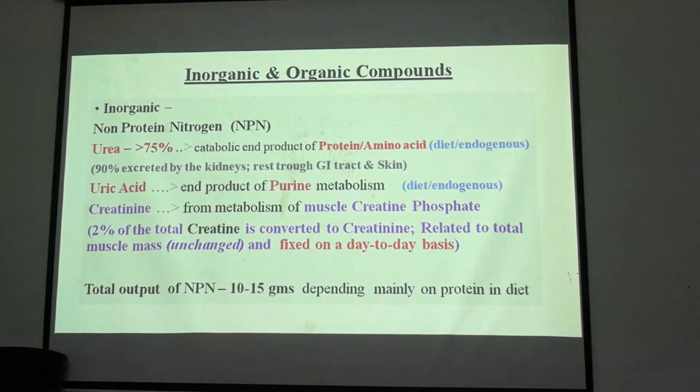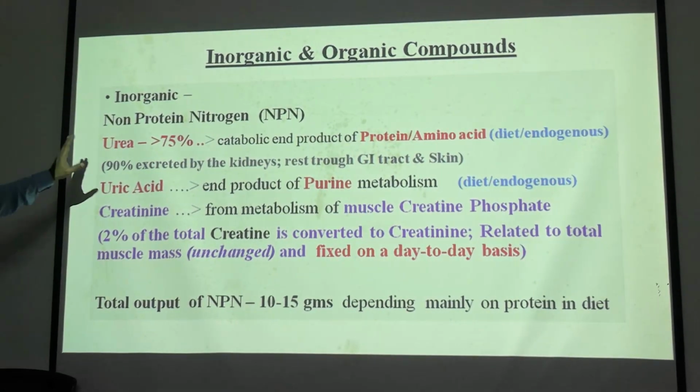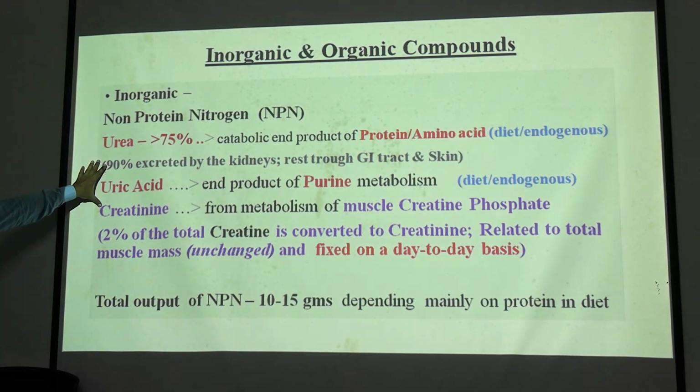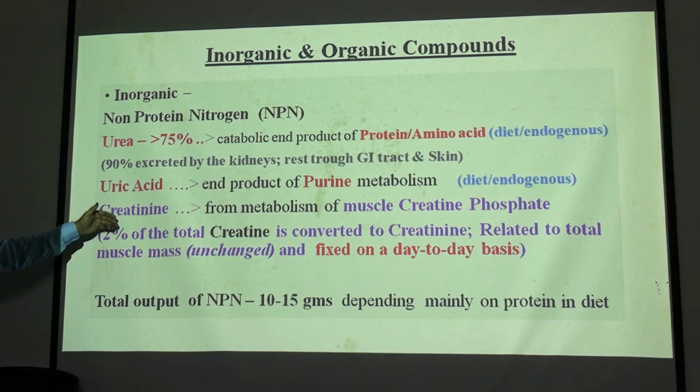One thing, in the inorganic question, don't forget non-protein nitrogen, and you must be able to tell this. These are asked commonly. What are the non-protein nitrogen components? Urea, uric acid, and creatinine. These three you must tell.